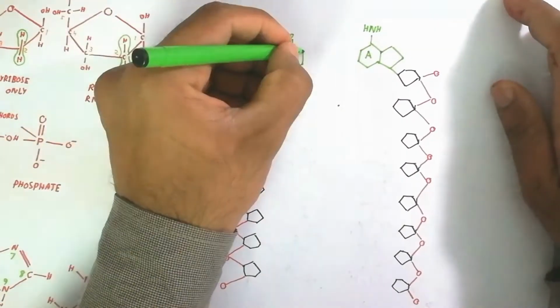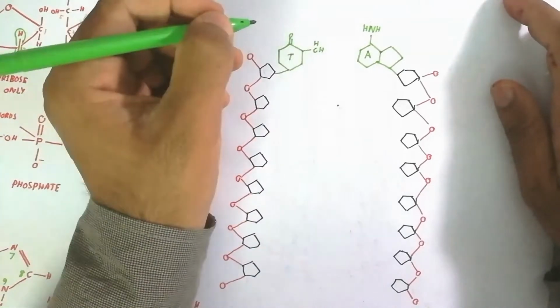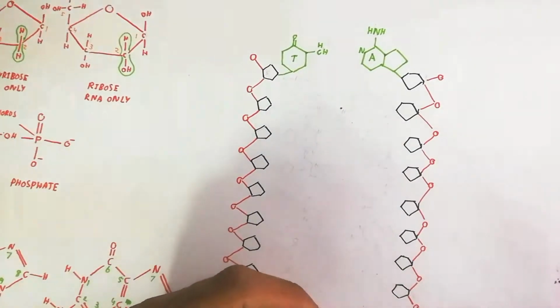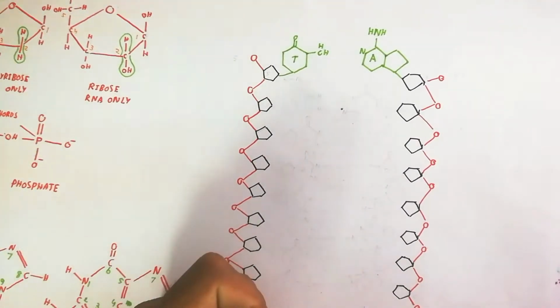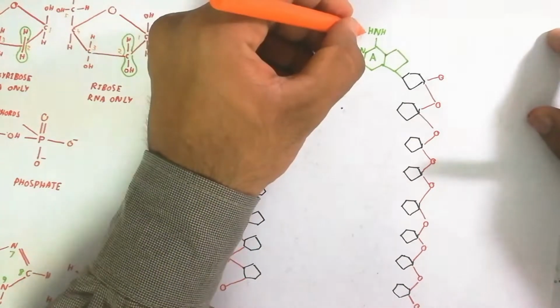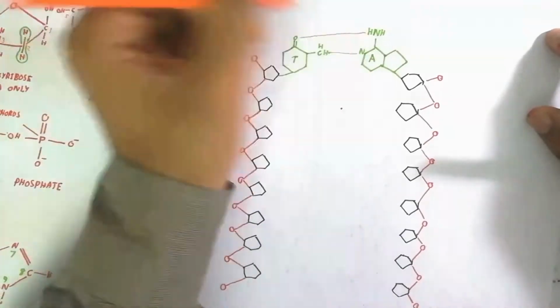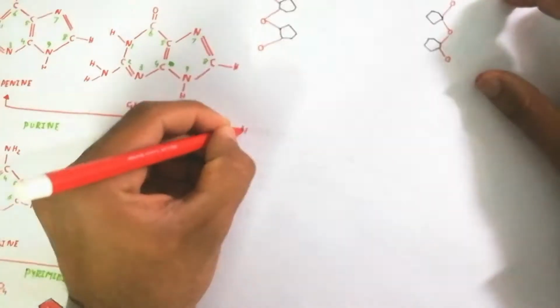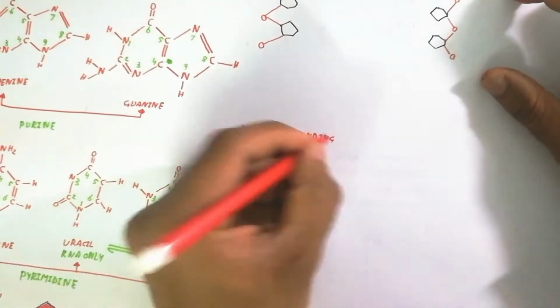Carbon number 1 of the sugar is attached with the nitrogen base: thymine is a single ring and adenine is a double ring. There is hydrogen bonding between hydrogen and oxygen, and hydrogen with nitrogen. Now we will learn about hydrogen bonding.